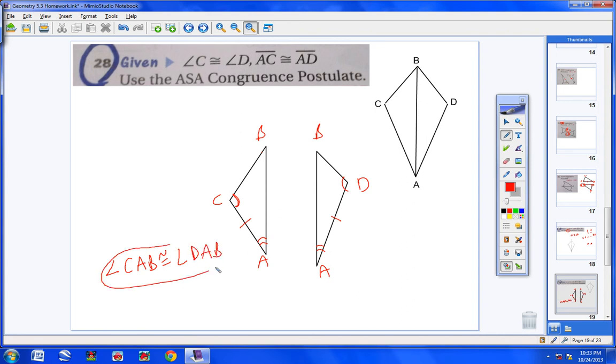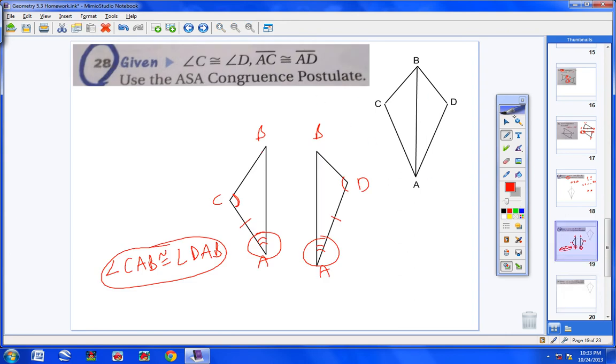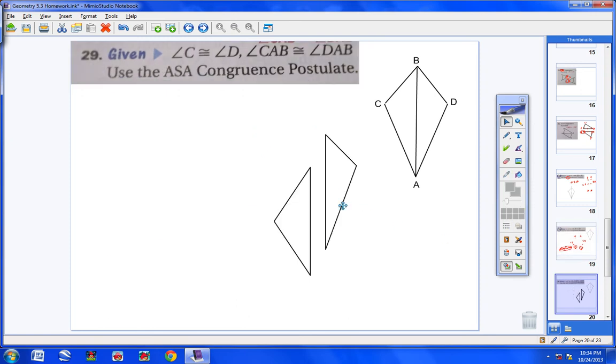And that's exactly right, because you need to have this angle here congruent to this angle here. All right, number 29. Now, let me go back here. Forgot to do this, and I think it's just a little, doesn't save a lot of time. It saves a little bit of time doing this. All right, very good.